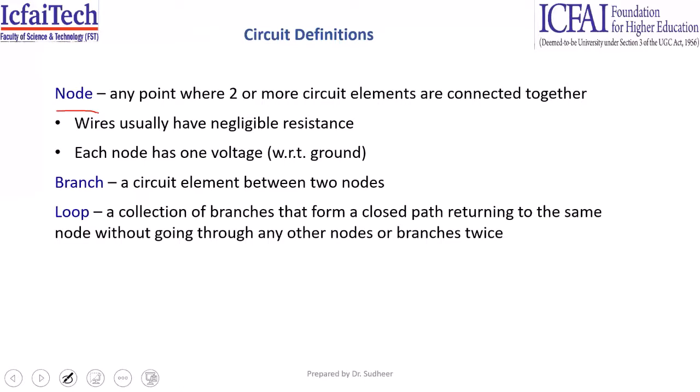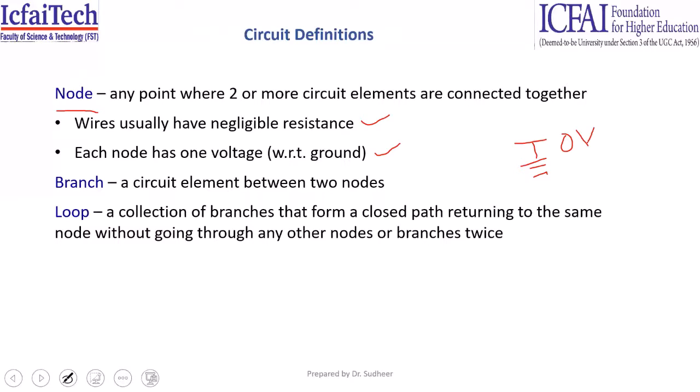So a node is a junction in an electrical circuit where two or more circuit elements are connected together. Generally, the resistance of a wire is neglected and ground is taken as a reference potential. The potential of the ground is always considered as 0 volts because the ground, or earth, is a good conductor of electricity. The potential of the earth is considered as 0.